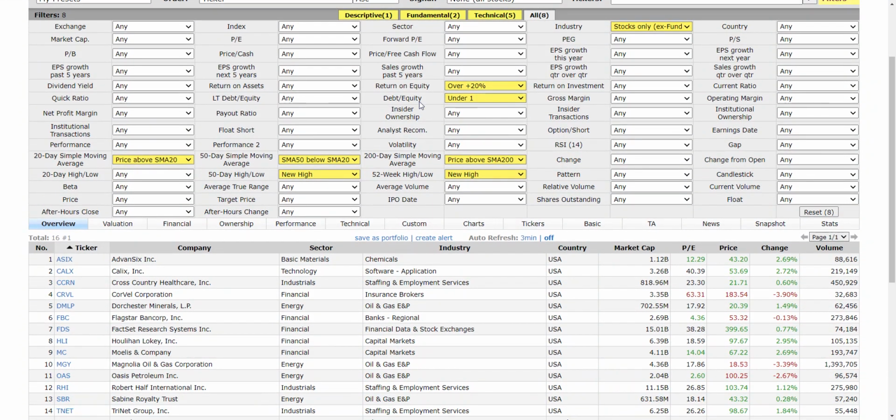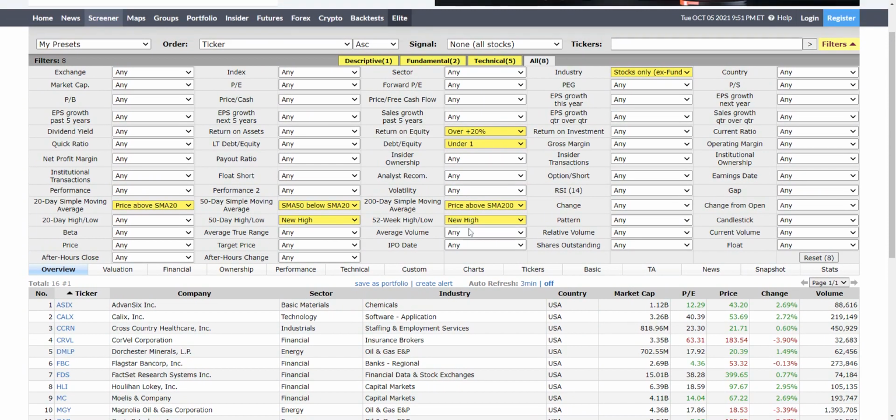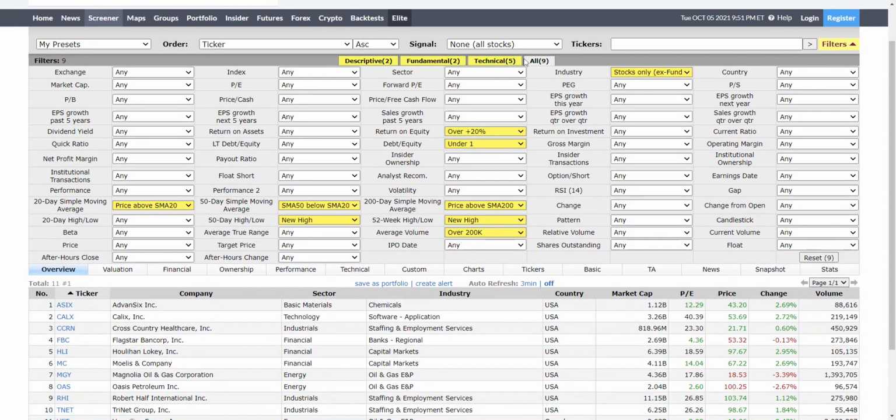No, actually, I think I left something. Yeah, we actually want the average volume too. We want liquid stocks, so it will probably be over 100 or 200k. Okay, so I will go with over 200k. So you can go ahead, screenshot this, and try it for yourself.